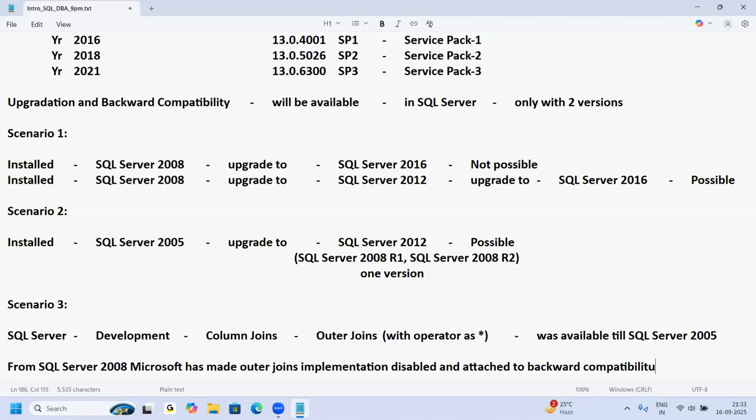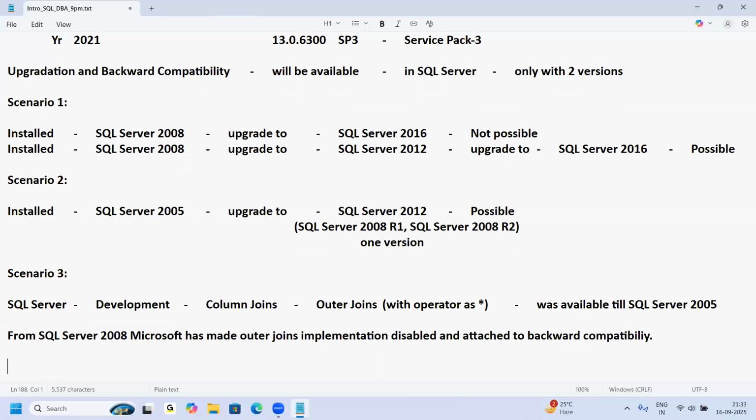What does it mean? Listen carefully. For example, in your machine, you have installed SQL Server 2008. Don't forget, I'm in 2008 now. That was the process I said about 2005. If you are working with SQL Server 2008, in column joins, there is something called outer joins with operator as a star.